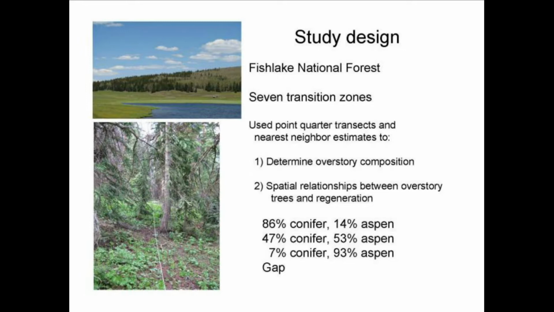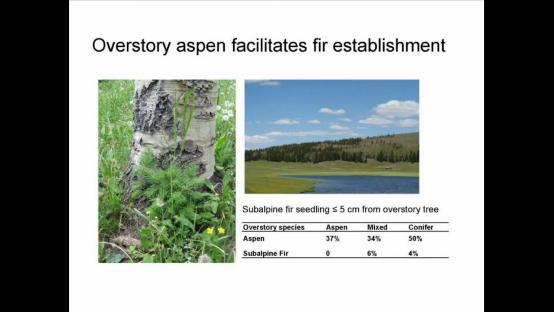And for these 7 sites, what we found is our relatively pure conifer stands were about 86% conifer to 14% aspen. The mix was 47% conifer, 53% aspen. And then the more pure aspen was about 7% conifer, 93% aspen. The gaps didn't have anything.